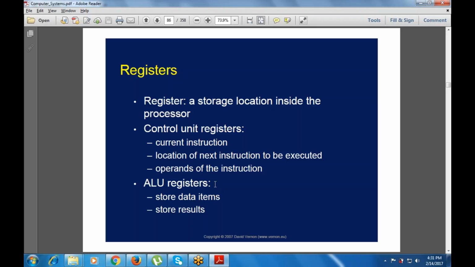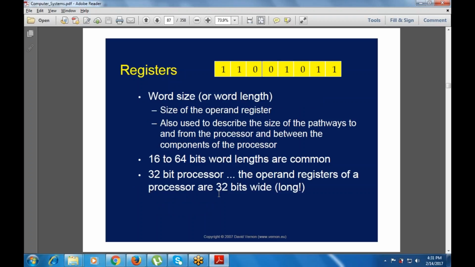Now for the register, there is the word size or word length. This is the size of the operand register, and it must contain 8 bits because this is 1 byte. Yes, 16 or 64 bits are also common, and there is also the category of a 32-bit processor, in which the operand registers of the processor are 32 bits.